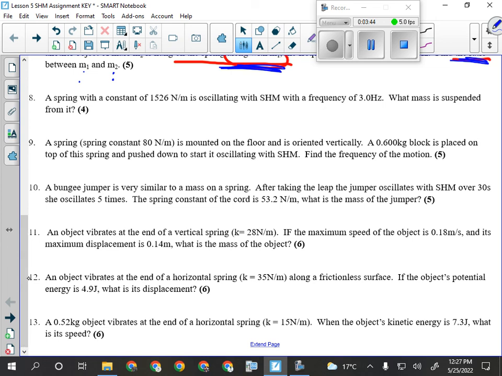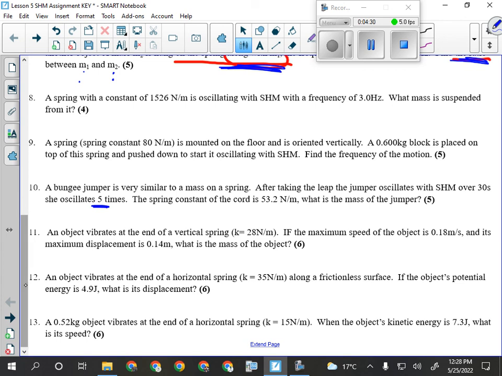Number 10, a bungee jumper is a mass on the spring. After taking a leap, they give you that they oscillate with simple harmonic motion over 30 seconds. They oscillate 5 times. It's little things like this you have to watch. Is that a measured number or a counted number? If I watch somebody and they go 1, 2, 3, 4, 5, did I measure it or did I count it? Counted it. Counted numbers don't count for significant digits, because they're not measured, they're counted. You have absolute certainty in your counting.